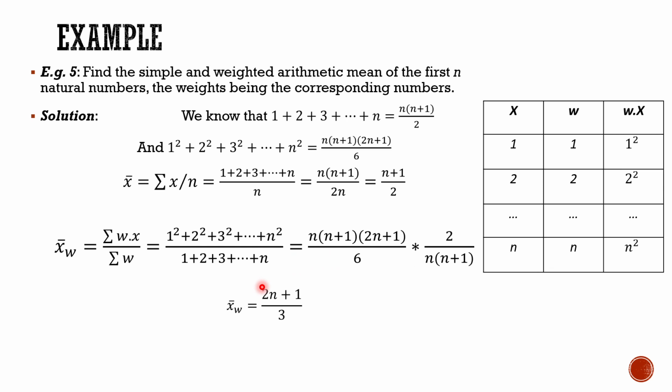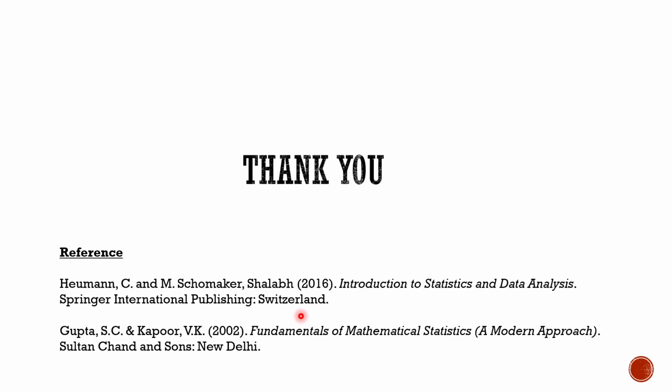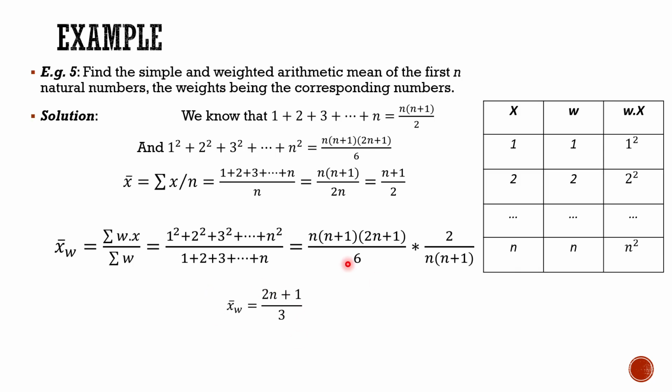Now further, this n plus 1 and n would be cancelled out with this. 2 can be cancelled out with 1 by 3, and we are left with 2n plus 1 divided by 3. So this is how we calculate the weighted mean.